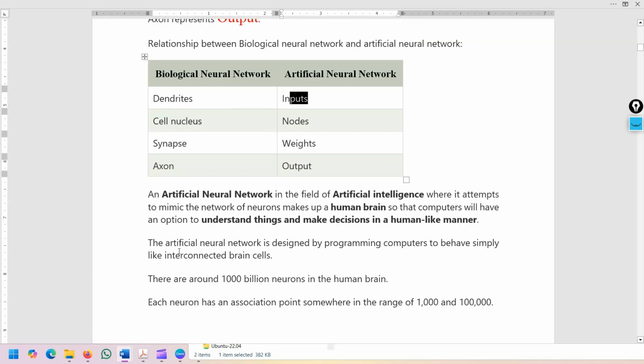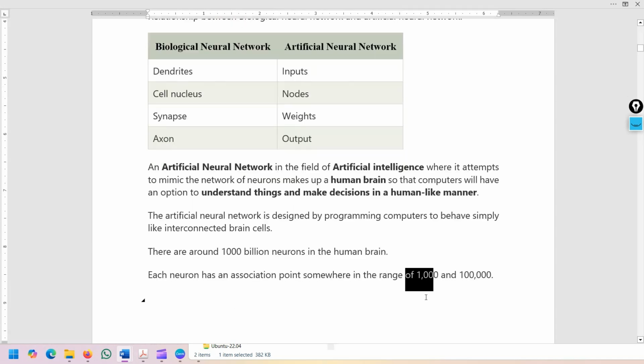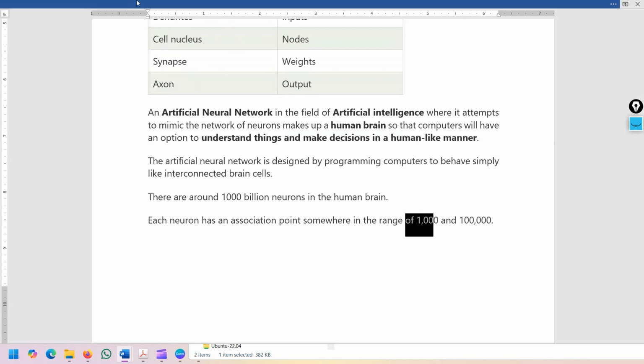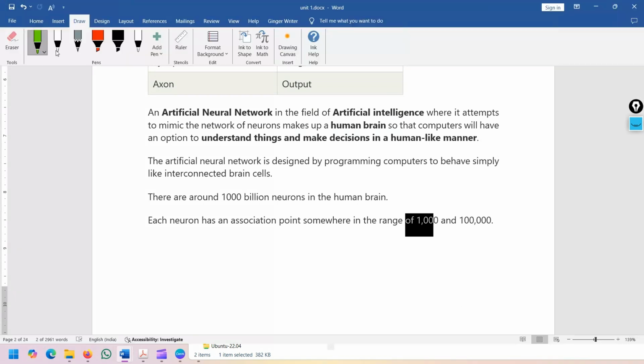The artificial neural network is designed through programming of the computer, beginning simply by interconnecting brain cells. There are around thousands of millions of neurons in the human mind. Each neuron is associated with roughly a thousand to 10,000, even 1 lakh connections. The points are connected like a spider web: one dot connects to another dot, with n number of points connected.